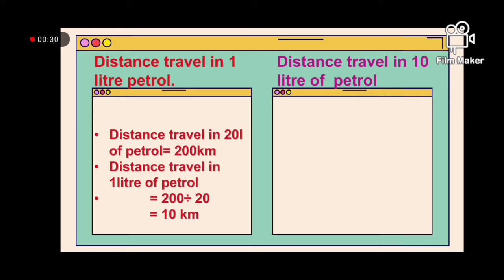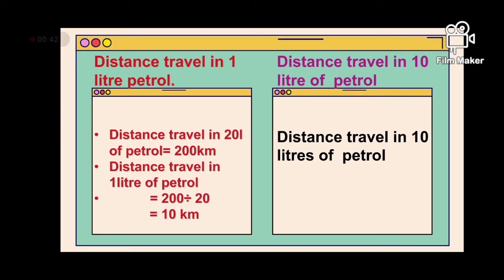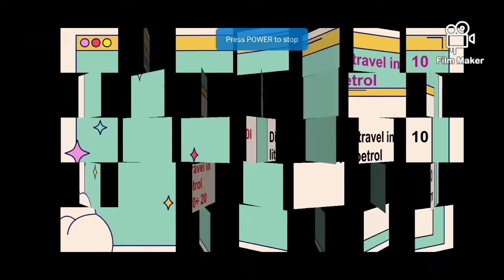Now we will find the distance traveled in 10 liters of petrol by multiplying the distance traveled in 1 liter of petrol. The distance traveled in 10 liters of petrol is equal to 10 multiplied by 10. 10 multiplied by 10 is equal to 100 kilometers. The distance traveled in 10 liters of petrol is equal to 100 kilometers. Now let's take another example.